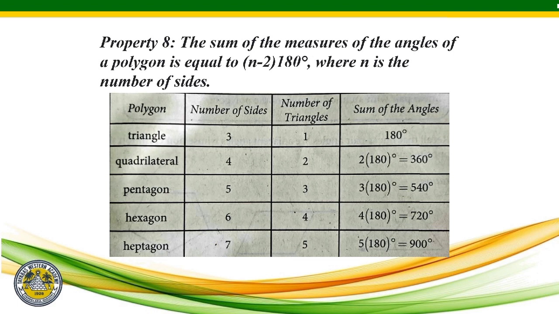Then, you have the polygon quadrilateral with 4 sides, then 2 triangles with 360 degrees as the sum of their angles. Then, the pentagon with 5 sides, then 3 triangles, then 540 degrees as the sum of the angles. The hexagon with 6 sides, 4 triangles, and 720 degrees, the sum of the angles. And then the heptagon with 7 sides, such that we have 5 triangles and 900 degrees as the sum of their angles.